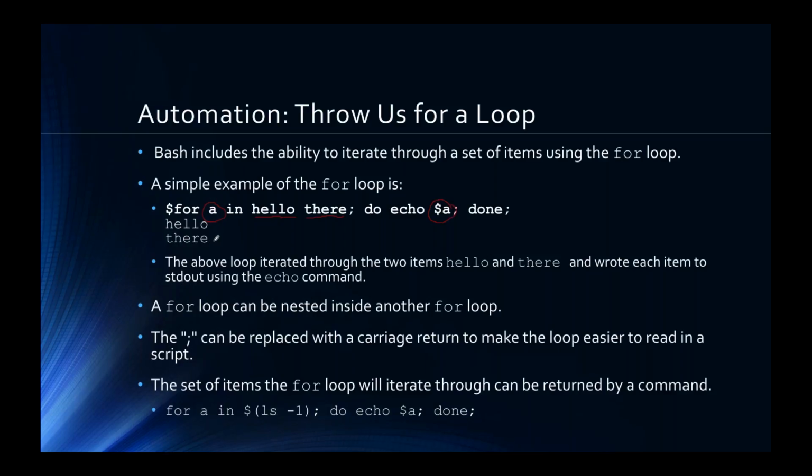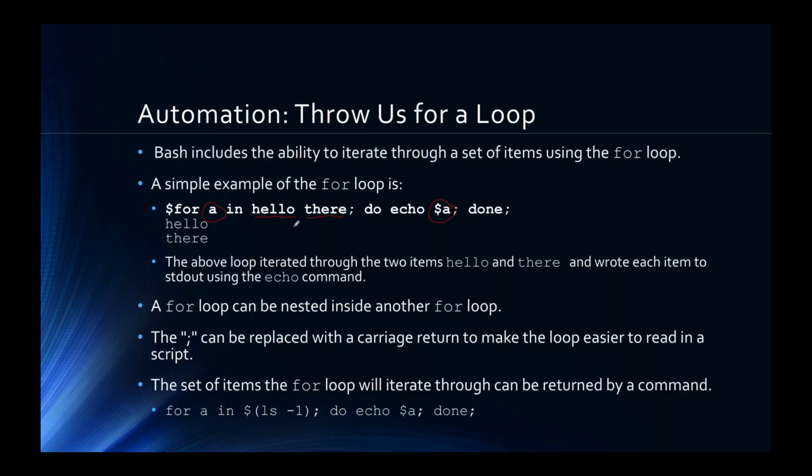We got hello, and then there. The semicolons in here are used to separate the commands. They can actually be replaced with carriage returns when you're either at the command line or in a script. And especially in a script, it can make the for loop a whole lot easier to read because you can then put the do statement on a separate line. And you'll see this in the sample script that I will show here in a couple slides.